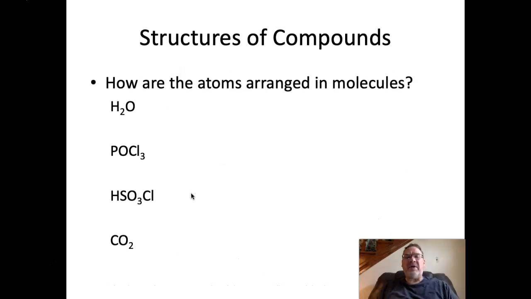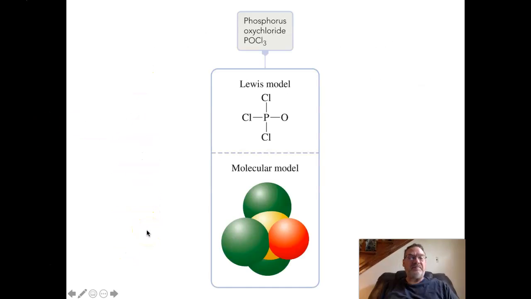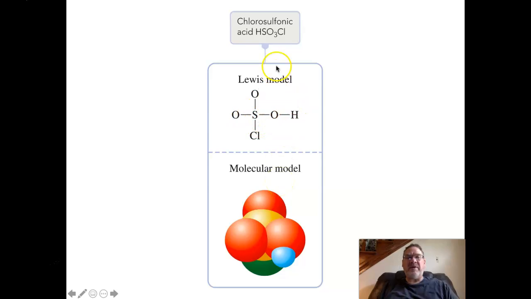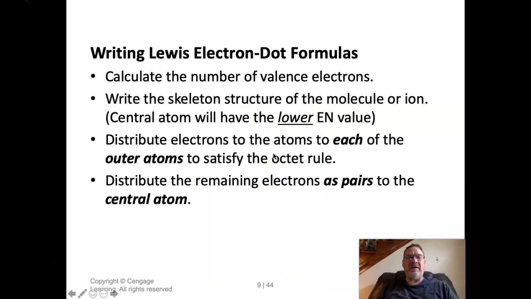Okay, the last part of chapter 9 focuses on now the structures. We're going to focus just on covalent compounds. So all of these have nonmetals. But again, one of the compounds here, POCl3, look at how the atoms are arranged. You've got a central phosphorus and then chlorines and the oxygen around them. And the same thing with this chlorosulfonic acid. The central sulfur, look at how the atoms are arranged.